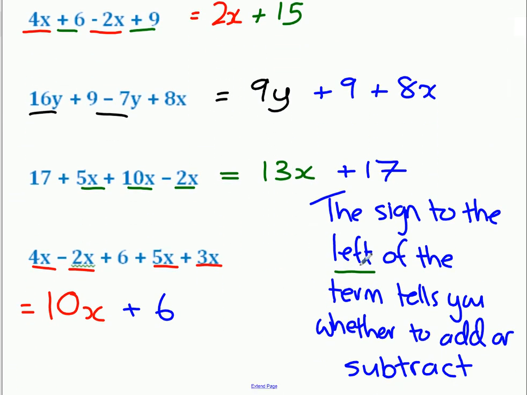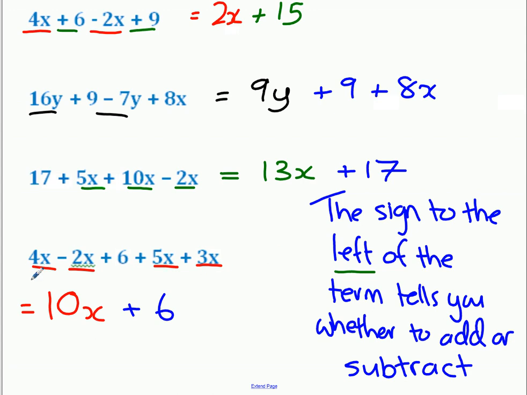So this is something to note. The sign to the left of the term tells you whether to add or subtract. So for example, that's why we knew it was minus 2x. We knew this one was minus 2x. We knew this one was minus 7y, because the sign to the left of the term tells you whether to add or subtract. So this one we've got 4x minus 2x plus 6 plus 5x plus 3x.